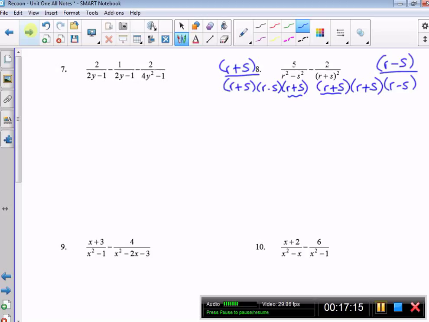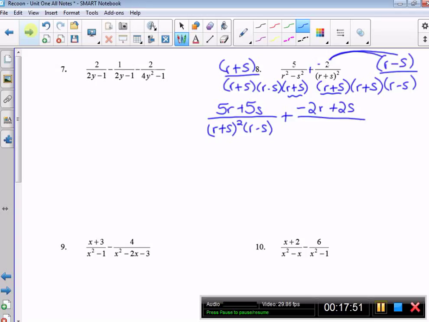So then we're going to do some distributing. But notice there's a subtraction sign here, so I'm going to convert that to plus negative 2. I'm distributing a negative 2, keeping it all as addition. So I have 5r plus 5s, and that's all over r plus s squared times r minus s. And this one becomes plus, we've got negative 2r plus 2s when we do that distributing. And in that denominator, same thing, r plus s quantity squared times r minus s.